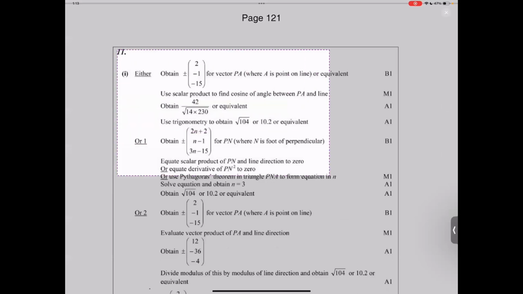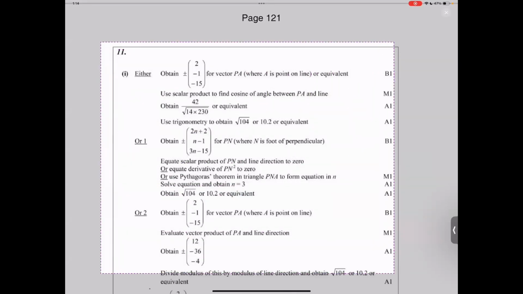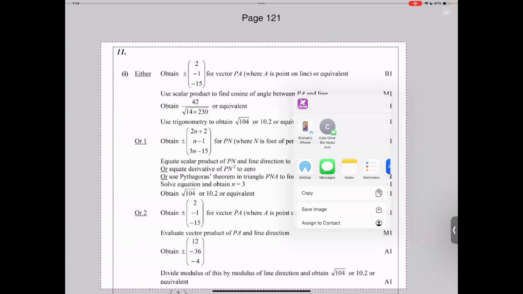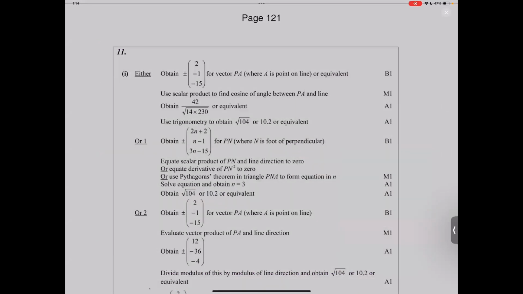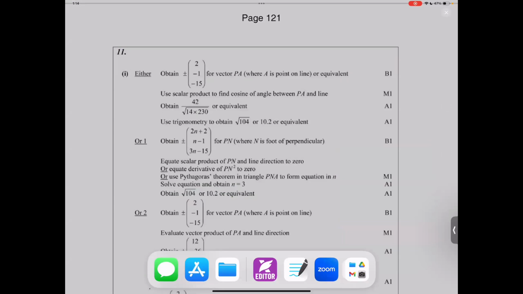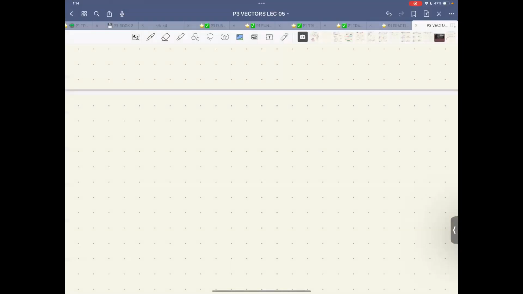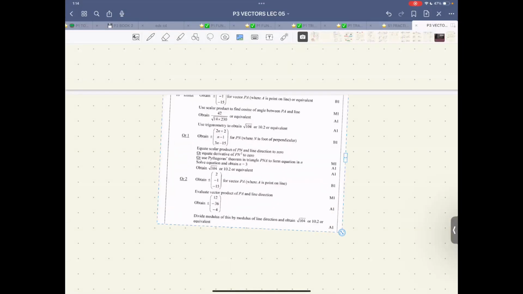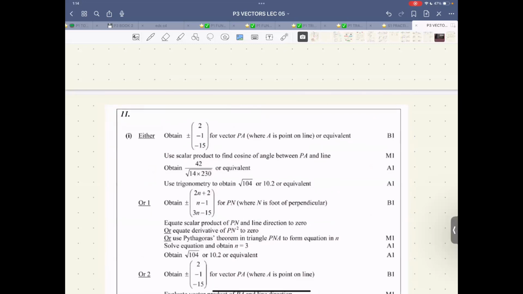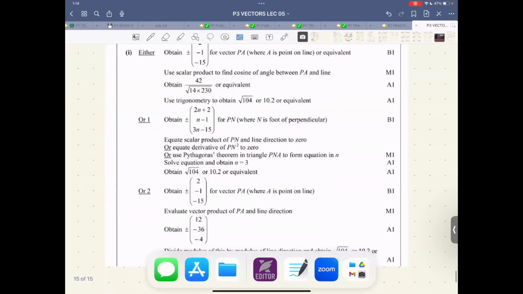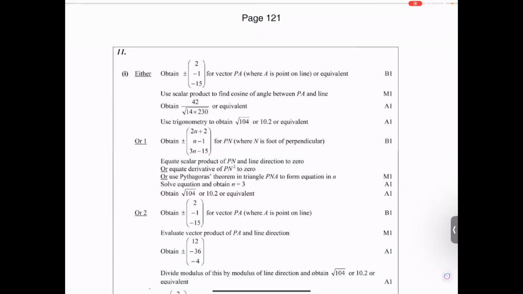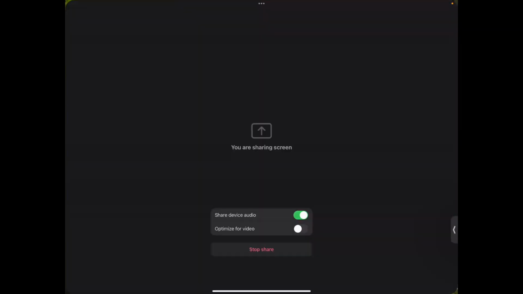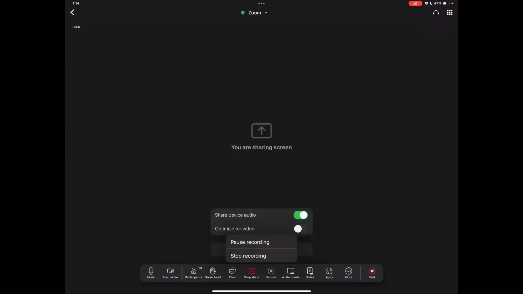This is part 1. The answer is root 104. That is what you should be interested in. Okay. So now I'm pausing the recording. And let's continue with this. So there is the Zoom and the recording is paused. Resume recording.